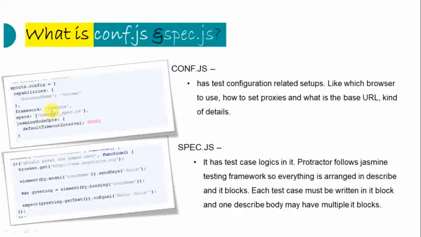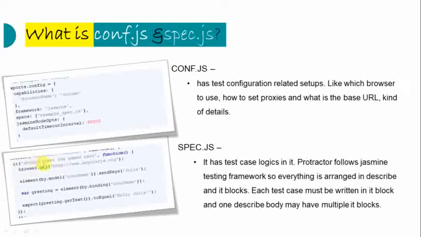So here you can see there are two snippets, one for conf.js and one for spec.js. In conf.js it is written exports.config. You are mentioning the capabilities like the browser name, the framework that you have to use, and the reference of the spec.js that you have to execute. So when you have to execute this whole project, you have to say protractor space conf.js. So that protractor space conf.js will trigger this file, and in this file you have given the reference of your test case file, which is the spec.js.